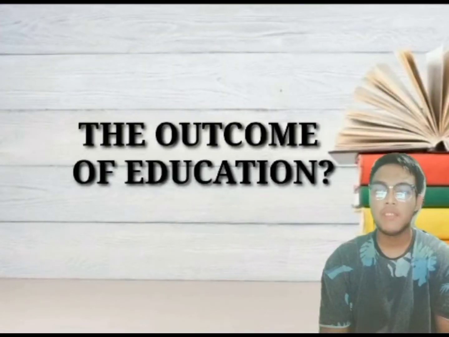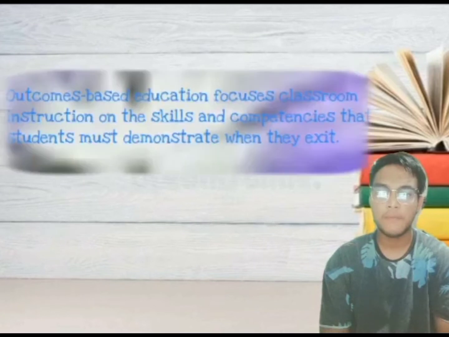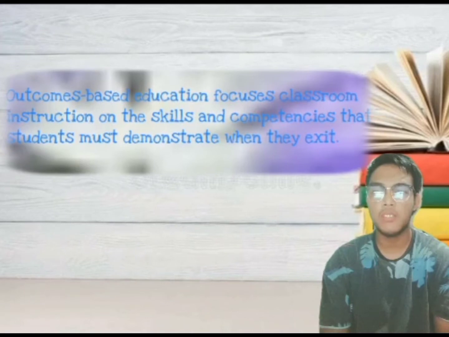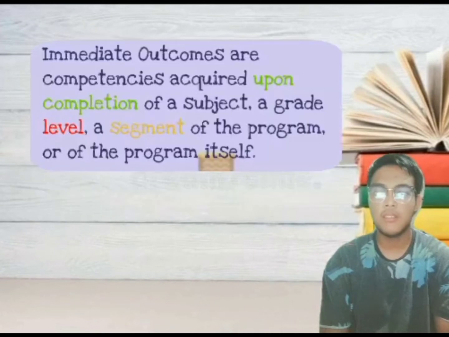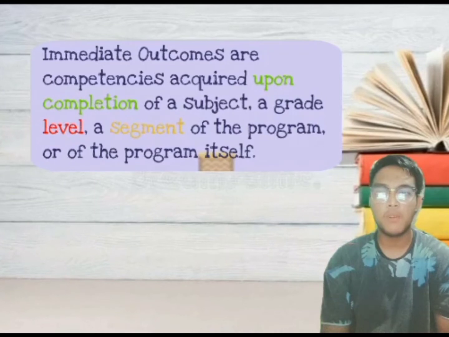The outcomes of education. Outcomes-based education focuses classroom instruction on the skills and competencies that students must demonstrate when they exit. There are two types of outcomes, immediate and deferred outcomes. Immediate outcomes are competencies acquired upon completion of a subject, a grade level, or of the program itself.